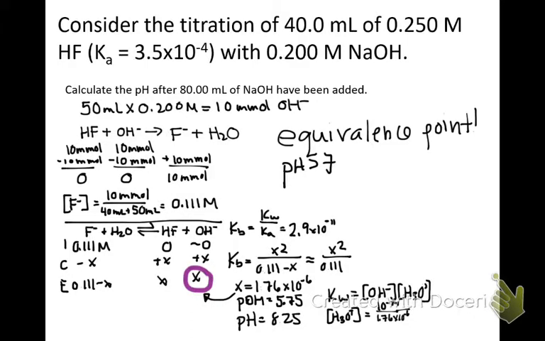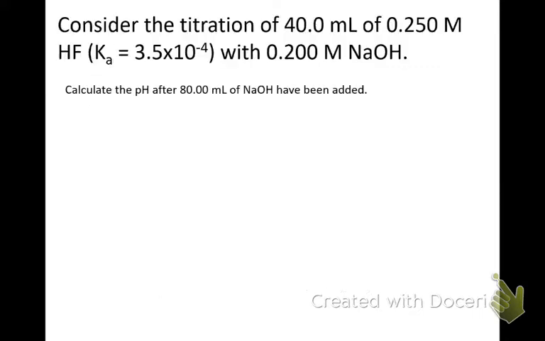Okay, time to go on to the last point. At this point, we're going to calculate the pH after 80 milliliters of NaOH have been added. So we're getting pretty good at this. By now, we can calculate how much OH minus is added. 80 milliliters times 0.200 millimoles per milliliter means that we're adding 16 millimoles of OH minus.